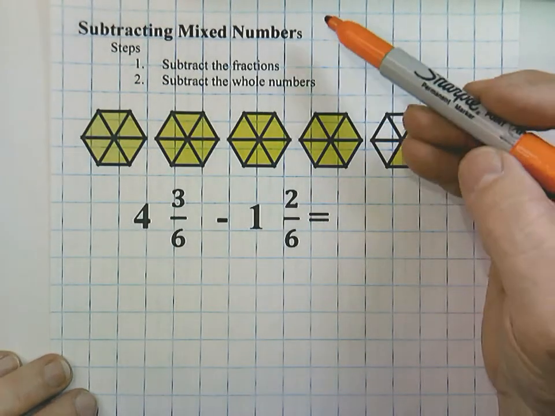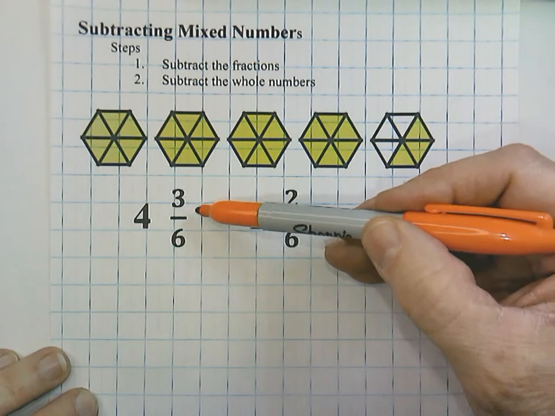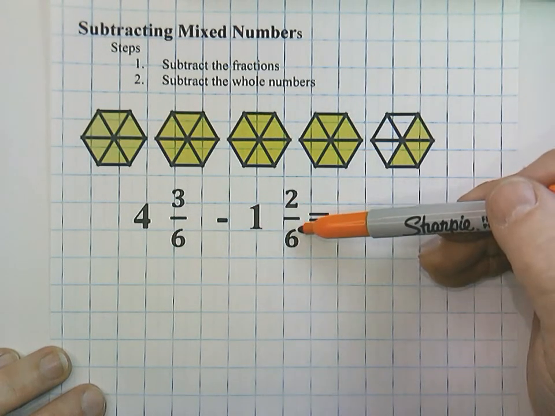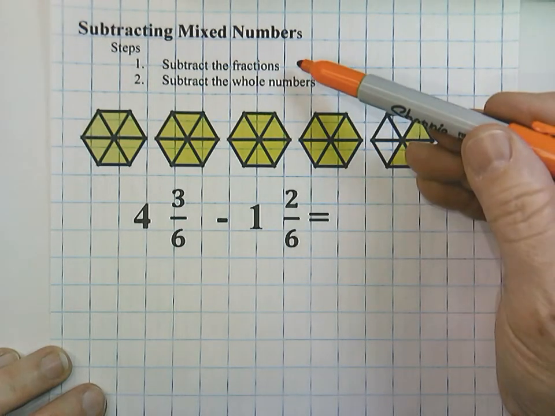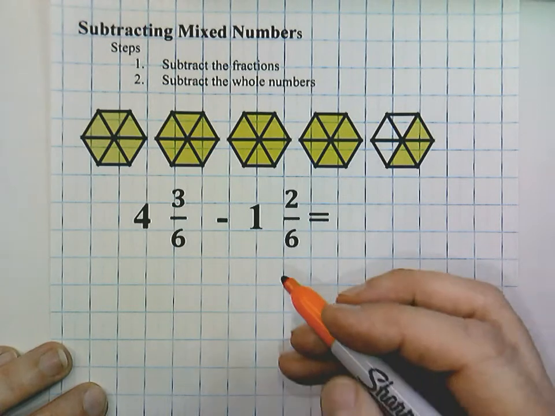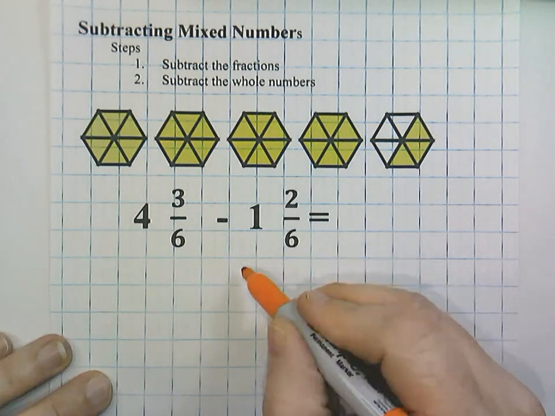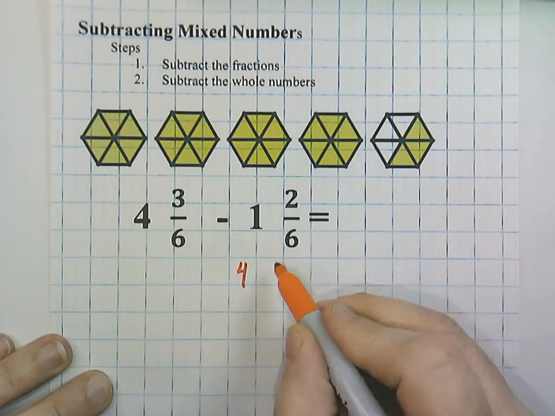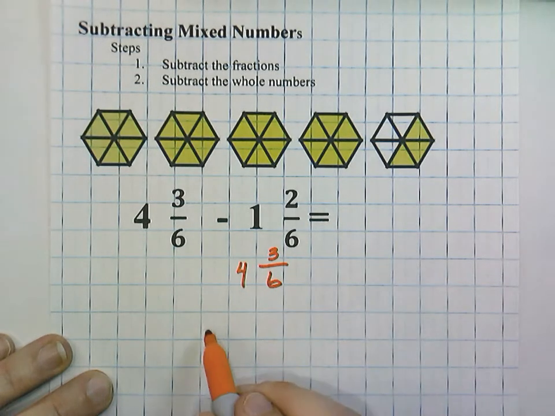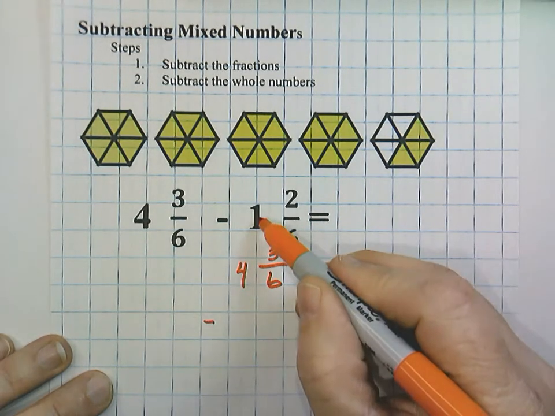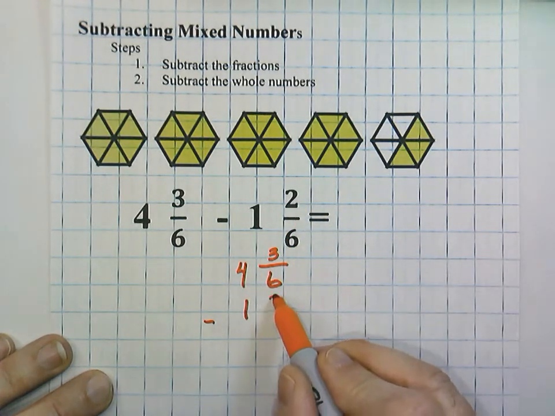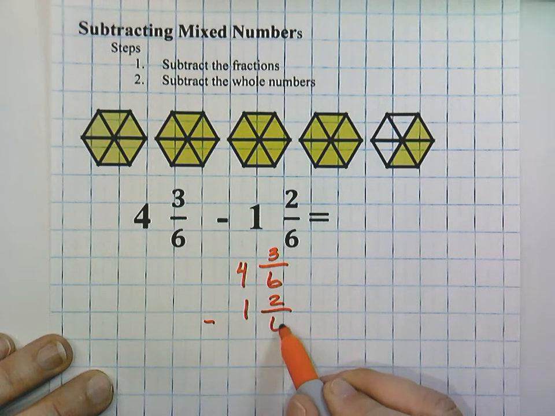Let's try one more. We're going to subtract the mixed number of 4 and 3/6 minus 1 and 2/6. We're going to start with our fractions and then subtract the whole numbers. I'm going to rewrite it. It's just a good habit to get into, especially when the problems get a little bit more difficult later on. And being organized will really help you to follow all the steps that we have. 4 and 3/6 minus 1 and 2/6.